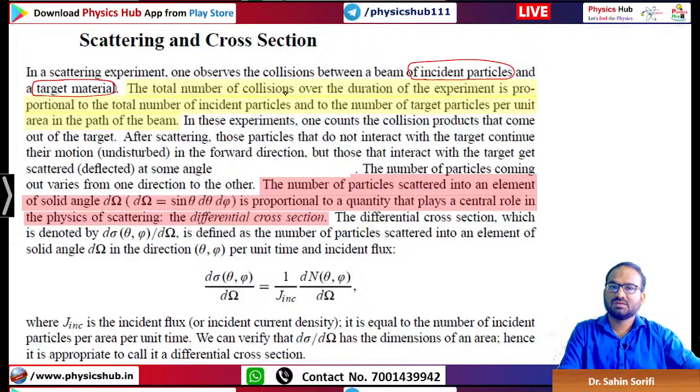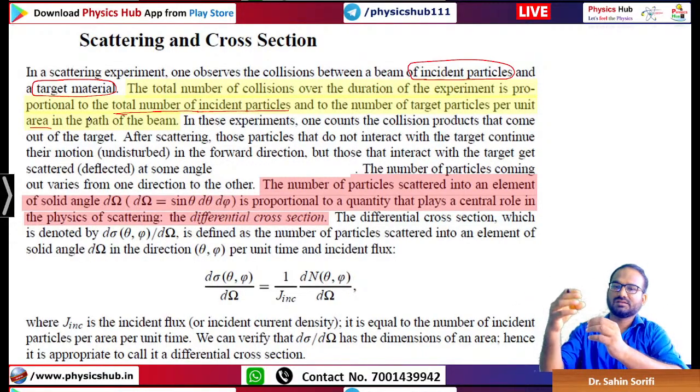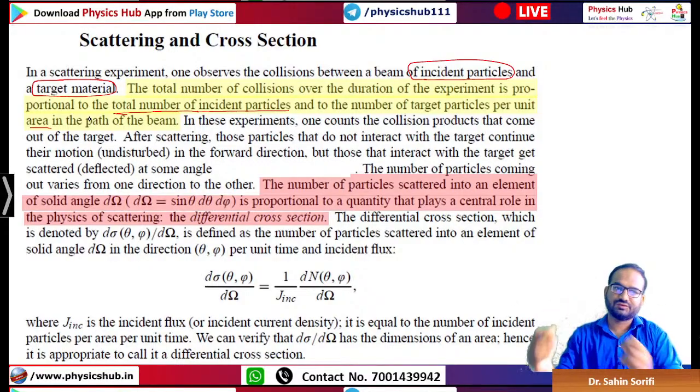The total number of collisions over the duration of the experiment is proportional to the total number of incident particles. This is important. The more incident particles you send, the more will be the scattering, and proportional to the number of target particles per unit area in the path of the beam. The more target particles on the path, the more collisions. So this is a very straightforward fact.